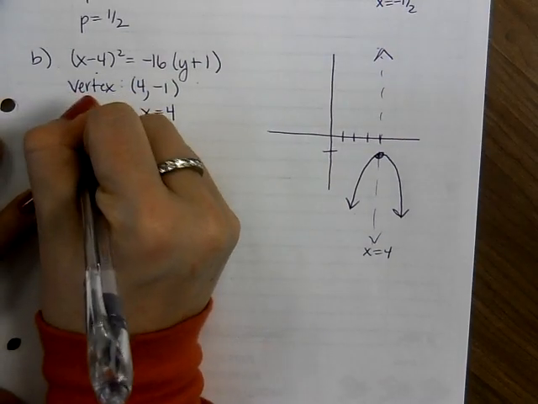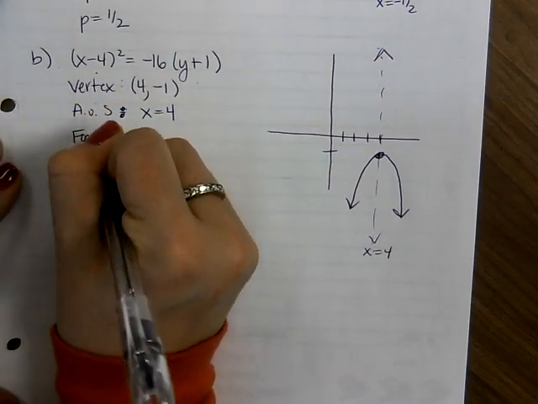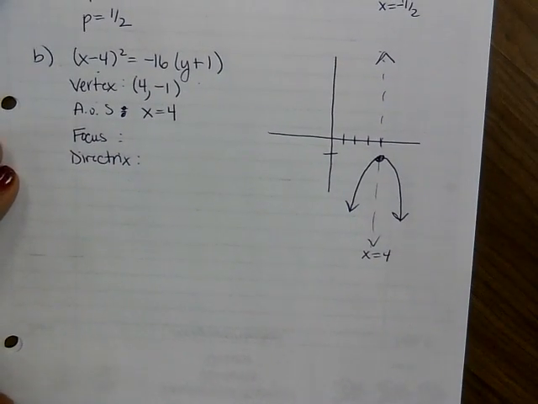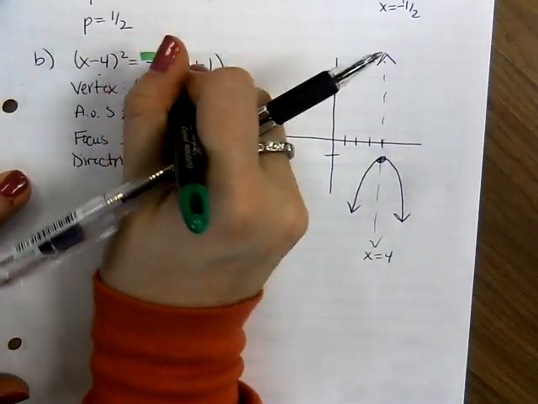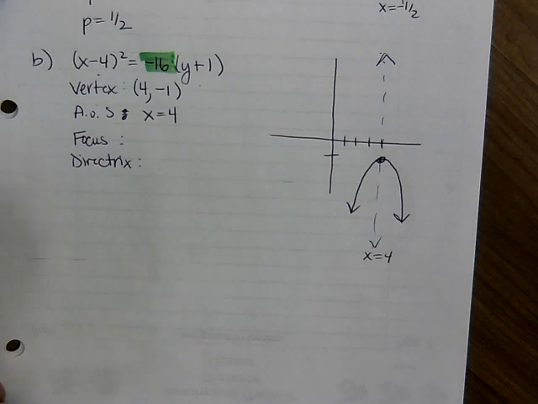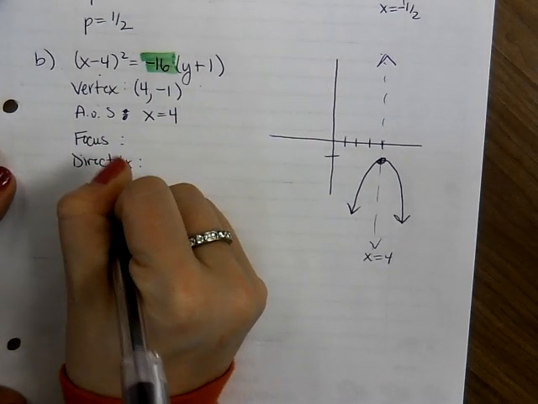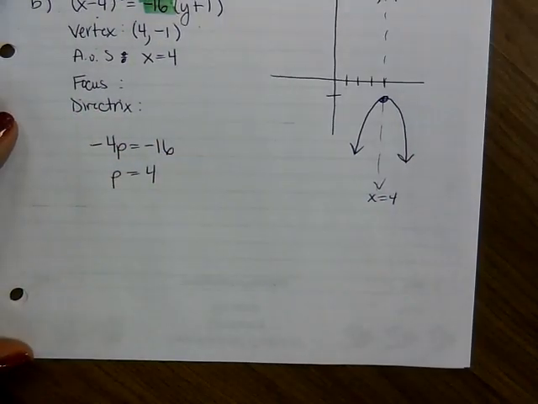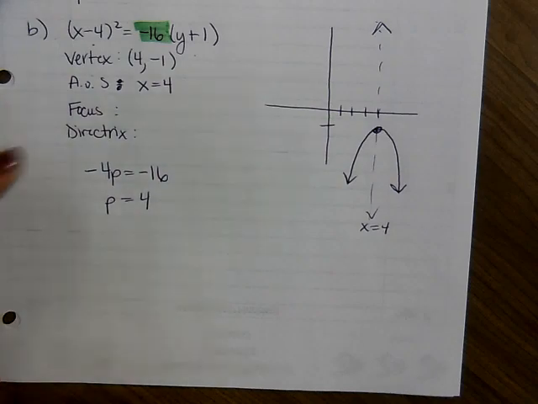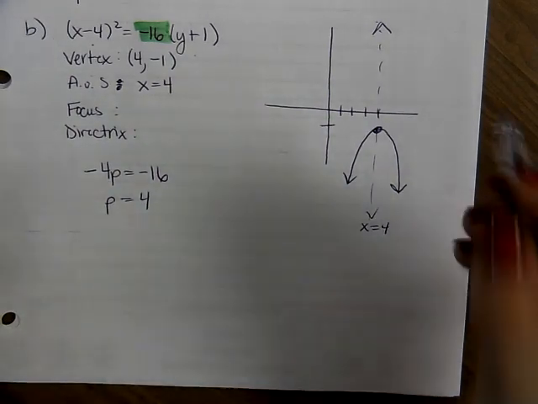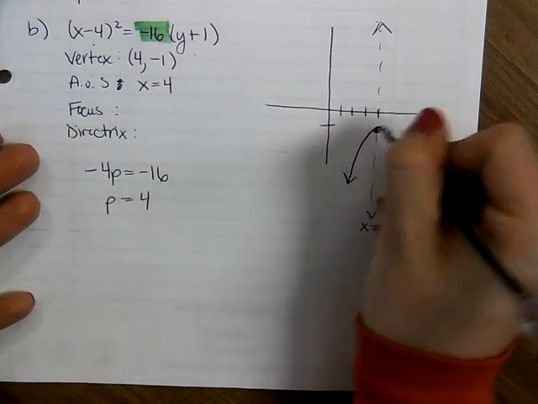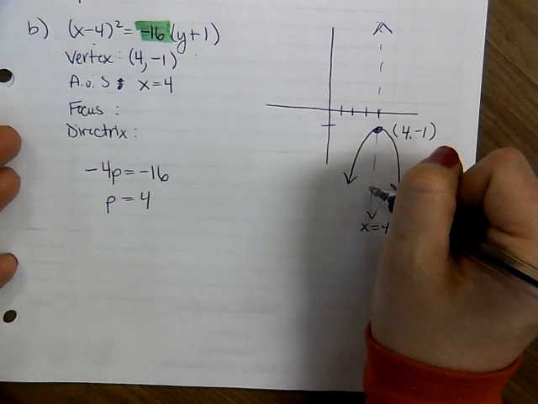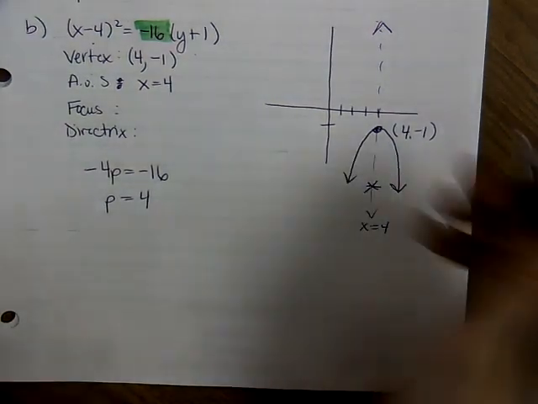All right, now I have to find the focus and the directrix. So now I'm focused on finding the value of p. So I have to take this -16 and set it equal to -4p this time. So p equals 4. And now I just have to count. Right? So the focus has to be inside of the parabola. So this was at 4, -1. So I have to count down 4. So now it's going to be at 4, -5.